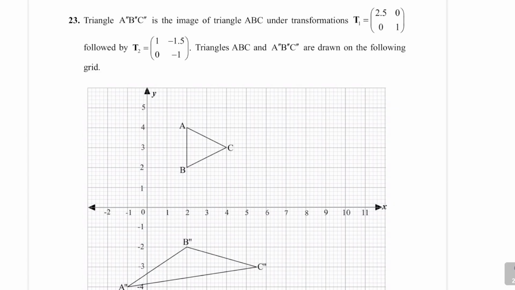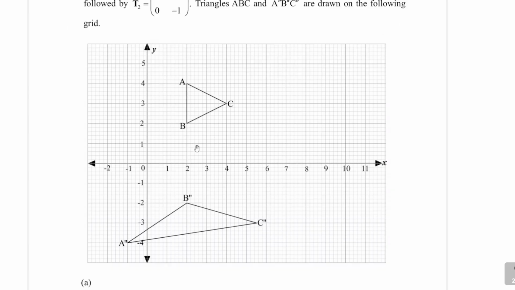Question 23. Triangle A double prime B double prime C double prime is the image of triangle ABC under transformations T1 given by the matrix 2.5, 0, 0, 1, followed by T2 given by the transformation matrix 1, 0, negative 1.5, negative 1. Triangles ABC and A double prime B double prime C double prime are also drawn on the following grid. So as you can see, both of them are drawn there.